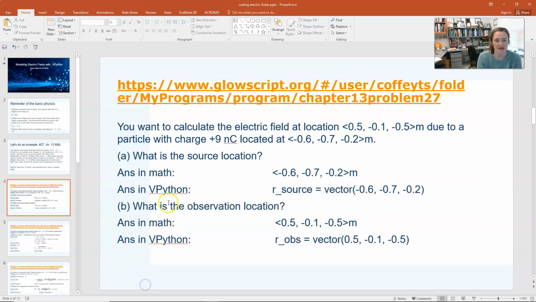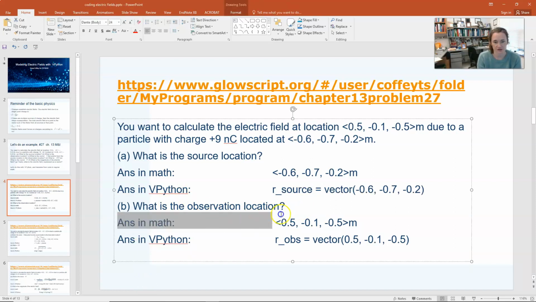Now part B says, what's the observation location? Well, the answer in math, I just copied and pasted from the question. The point of interest where you want to know the electric field is 0.5, minus 0.1, and minus 0.5 meters for the x, y, and z coordinates. So copy and pasting that from the question, there's the answer, and that's how you'd write it out in an analytical way. Now, in VPython, what you would do is specify the position vector, okay?